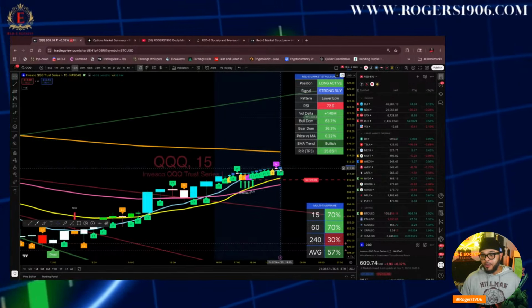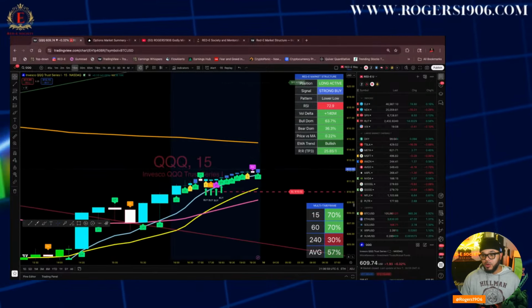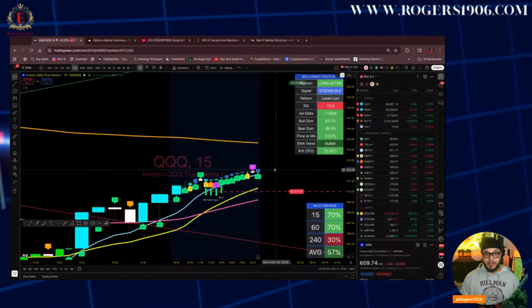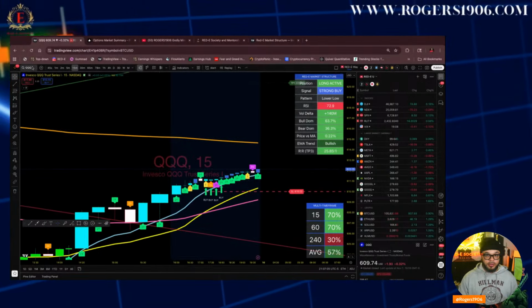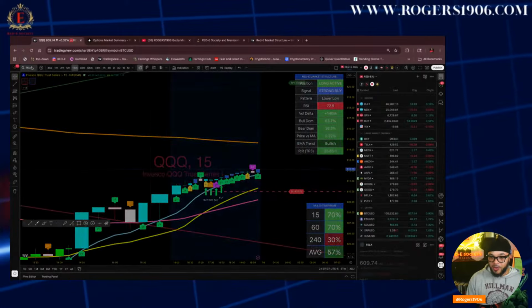Okay. But right now we have a blue candle, which tells us this is a strong buy. QQQ looks like it's about to pump overnight. Okay. Now, also, why not look at Tesla?